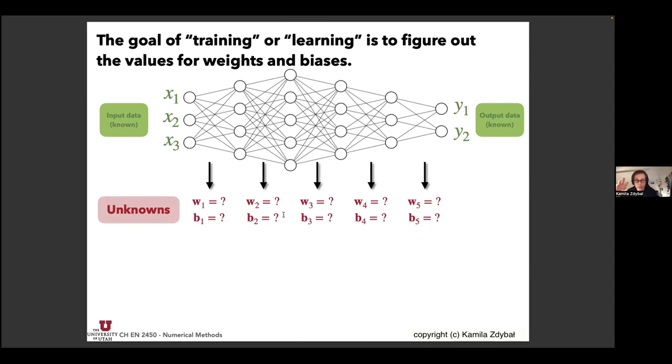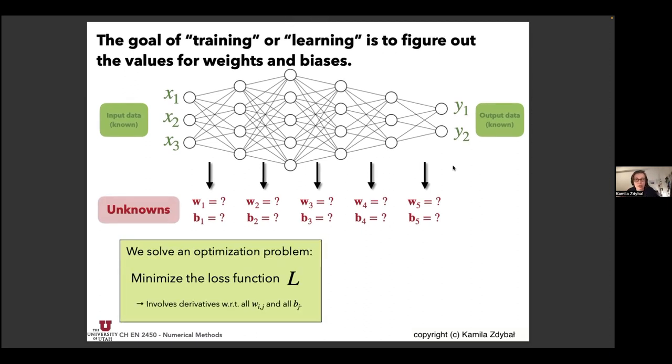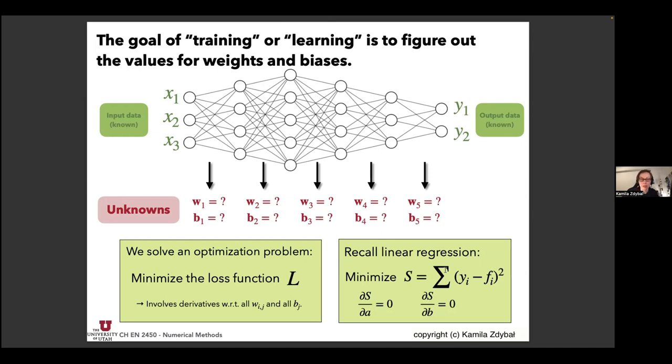The unknowns are the weights and biases from every layer. We don't know those matrices of weights. We don't know those vectors of biases. We want to learn them. And we do that by solving an optimization problem. That optimization problem basically boils down to minimizing some loss function, some error function, which we can call L. And if you recall, when you studied linear regression, you were trying to minimize, in the least squares sense, this objective function. And the neural network is doing a very similar thing. For linear regression, you are computing the derivatives with respect to all of the model coefficients, let's say A and B, setting those derivatives to zero, and deriving those parameters A and B.